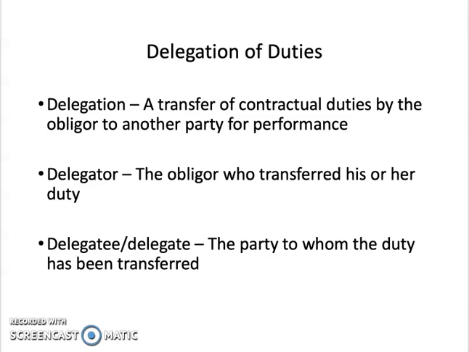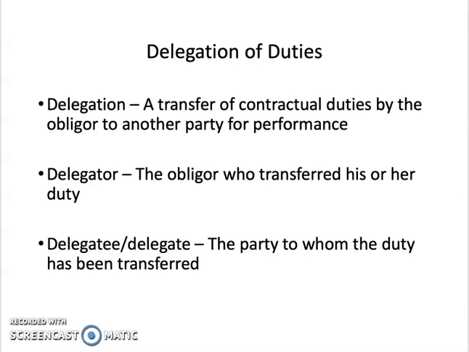The detriment is our performance. That would be a delegation. If we are going to transfer our duty, our obligation to perform, that is called a delegation. So assignment and delegation, even though they seem so similar, they are very different concepts, and legally they mean different things. So you need to be clear on that.